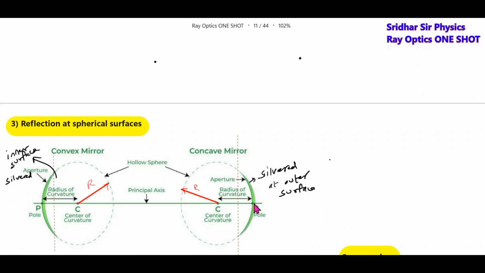Then the geometric center of this mirror will become the pole. The line joining the center of curvature and the pole makes a straight line, and this is the radius of curvature. This is called the principal axis. So what is the pole? It's the geometric center of the convex or concave mirror. And C is the center of curvature, and the distance from the center of curvature to the surface of the mirror is the radius of curvature. This is called the principal axis, or we'll just call it the axis here.